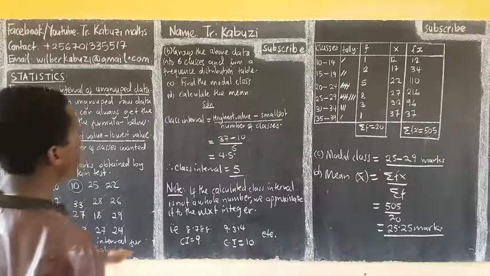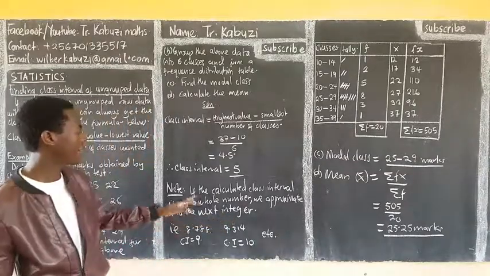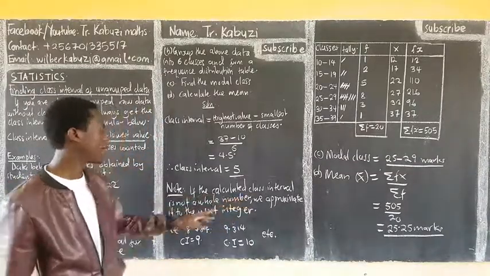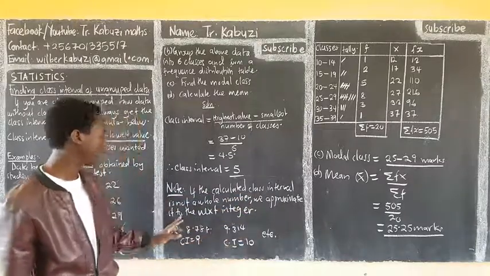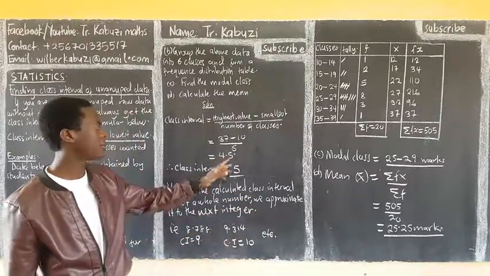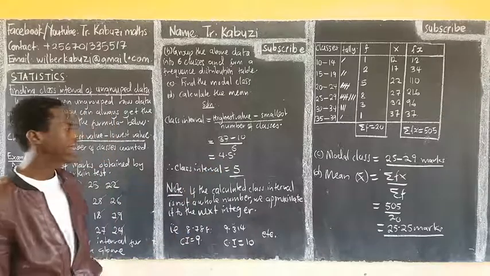Okay, members, now I think I've made it clear for you here that if the calculated class interval is not a whole number, we approximate it to the next integer. So that's how we move from there. That's it.